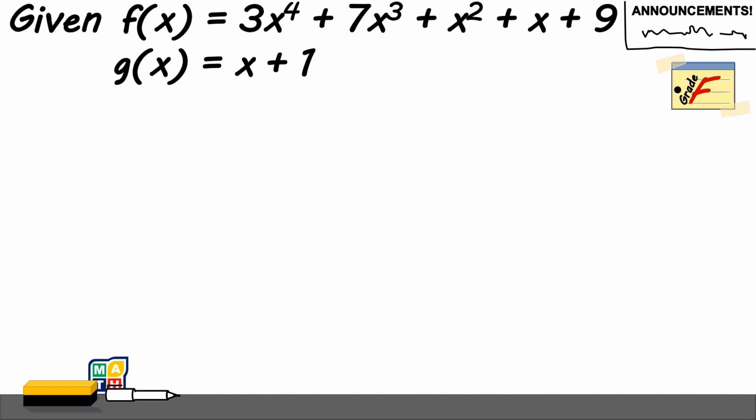Hello! This time we are going to divide two functions. In this case, our f of x is given as 3x to the power of 4 plus 7x cubed plus x squared plus x plus 9. And our divisor, g of x, is x plus 1.